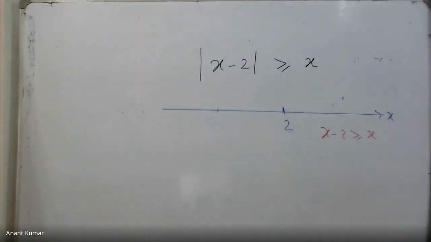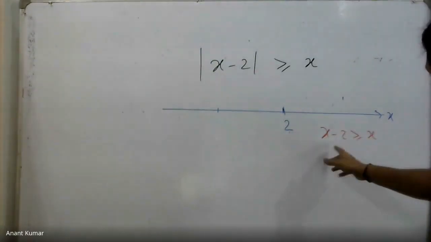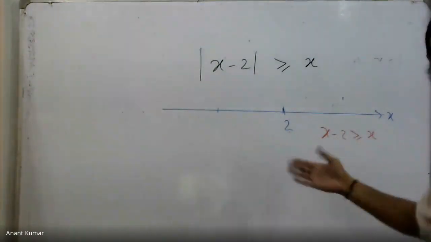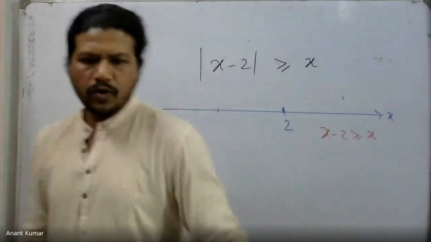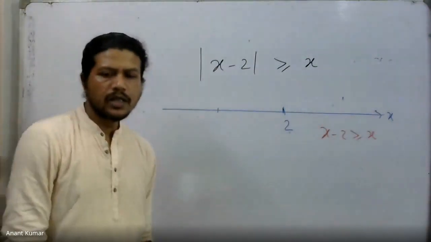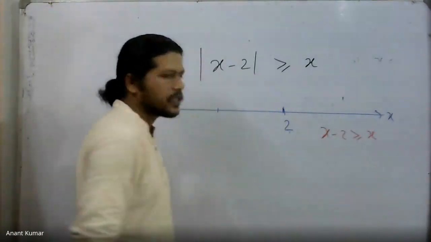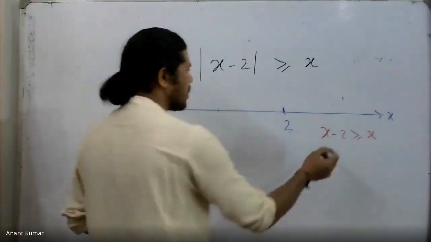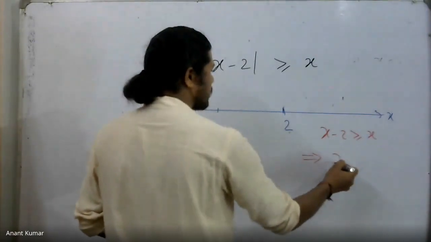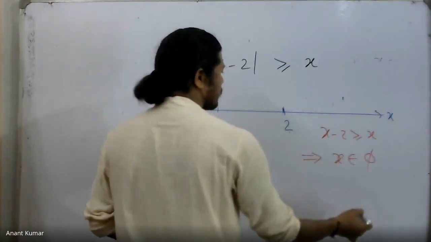This gives us therefore no solution at all, because if I cancel out x, that will give us minus 2 more than or equal to 0, which is wrong, which implies at least for x more than 2 this inequality can never be fulfilled, which implies on this side there is no real number x satisfying this particular inequality. This is basically giving us a null relation. x belongs to the empty set in this case.